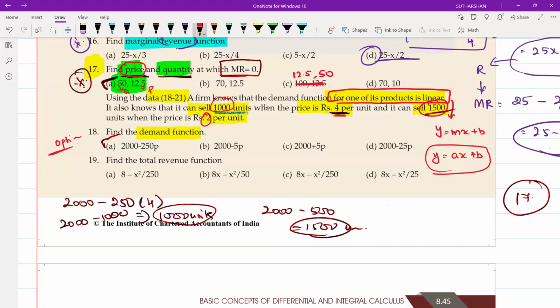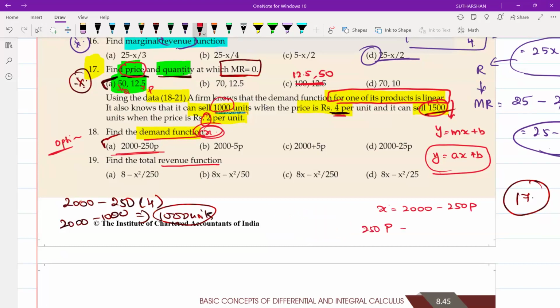What is question number 19? What is the total revenue function they are asking? So for that matter, we need to find out the price. So if we have to find out, now x is equal to, they have given, right? x is equal to 2000 minus 250p. On that, what we are going to do? We are going to find out the price.